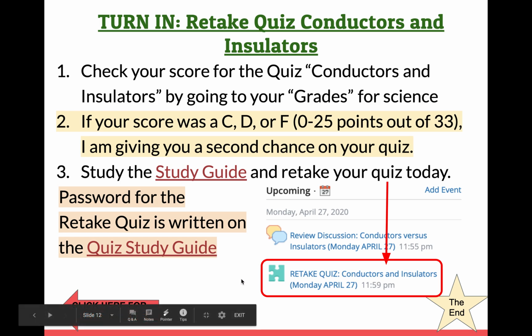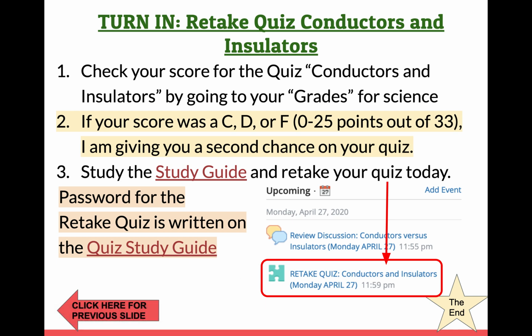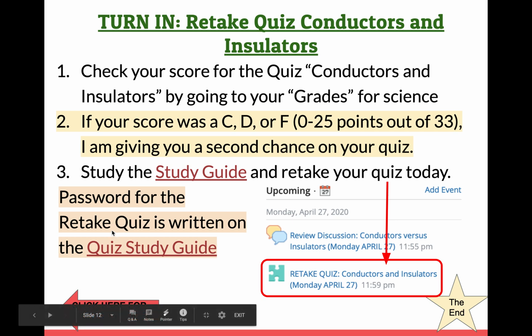Now I'm really proud of many of our students in our class. Our class average for most periods was above 80%, which means most of you got B's or higher, which is really great. But if your score was a C, D, or F, if you got 0 to 25 points out of 33 points, you can take your quiz one more time. But to take your quiz, you need a password. The password is found in the study guide.